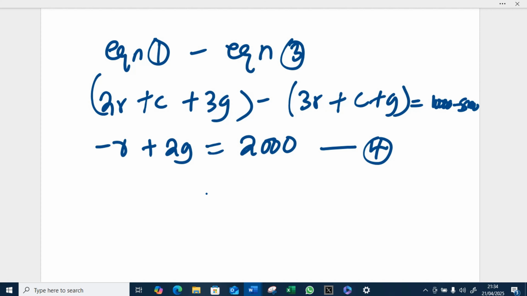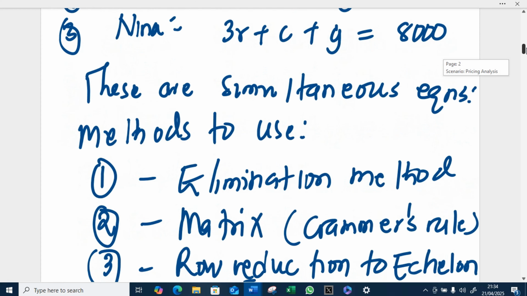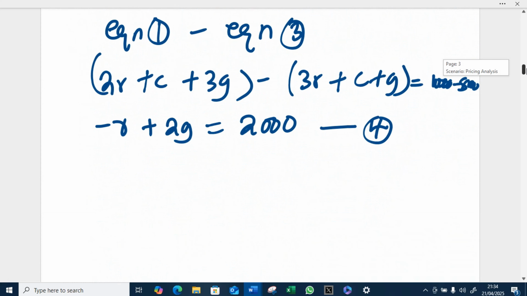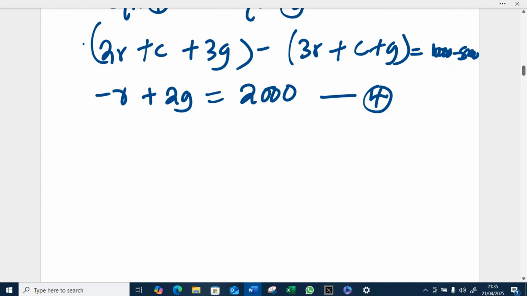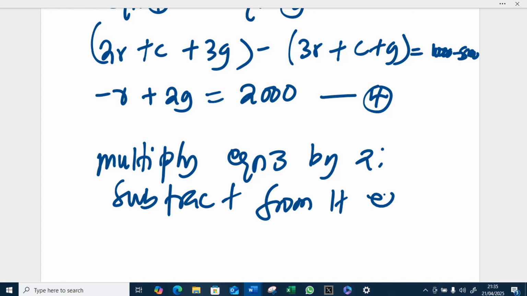And again eliminate C between 2 and 3. How can we do that? We know that from equation 2, C is multiplied by 2. So let's multiply equation 3 by 2, and then we subtract. I will subtract equation 2 from 3. So that means we multiply equation 3 by 2, and subtract from it equation 2.